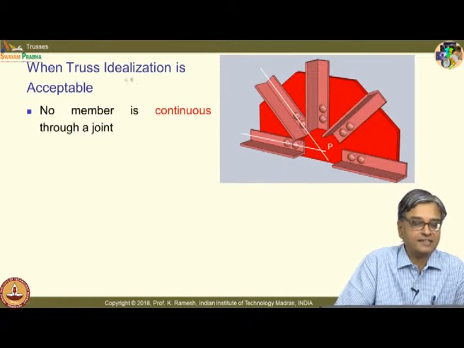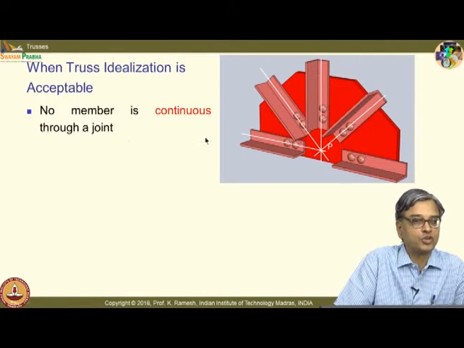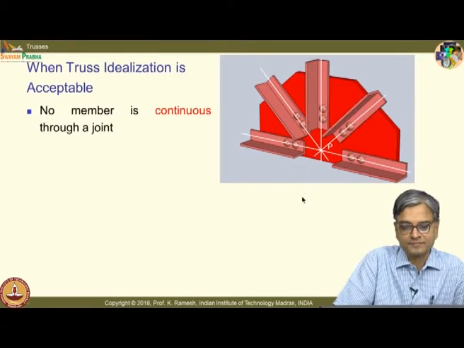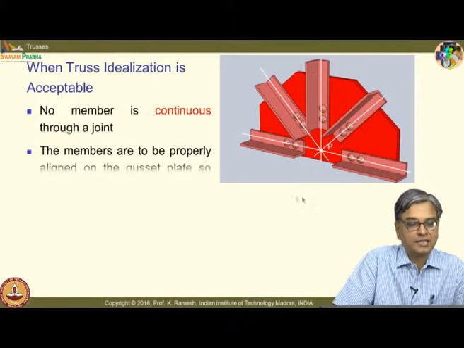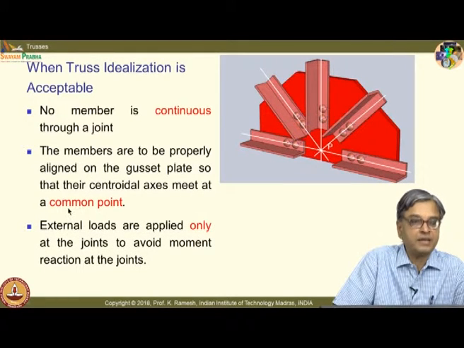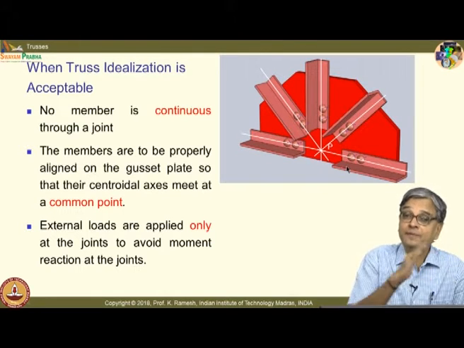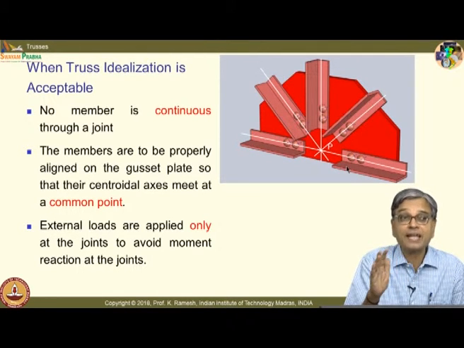When truss idealization is acceptable, no member is continuous through a joint; we should satisfy that. The members ought to be properly aligned on the gusset plate so that their centroidal axes meet at a common point. That is what I have shown here, they meet at a common point. I have seen some welded structures where they do not meet at a common point. When you put them in practice, they will not behave like a truss.